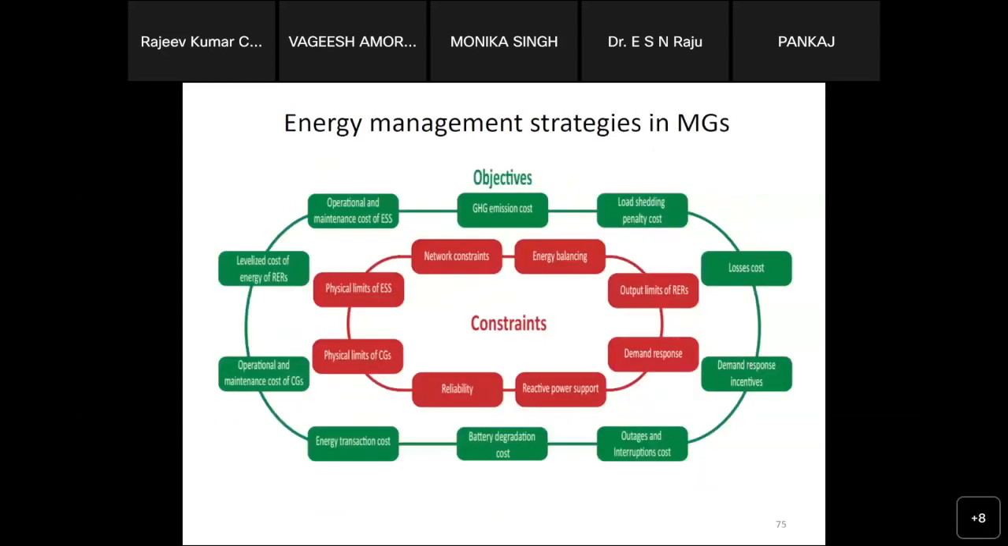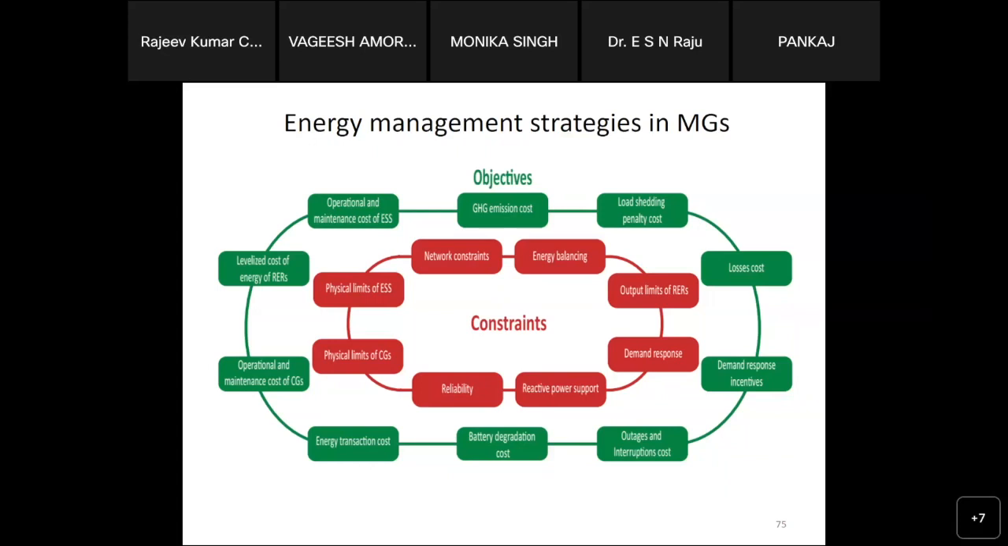So these are the different objectives in the energy management strategies. We can take any of these objectives based on our target. We have objectives like greenhouse gas emission cost, the operational maintenance cost of the energy storage system, the levelized cost of energy of the renewable energy resources, and the operational maintenance cost of the conventional generators. We have the energy transaction cost, the battery degradation cost, the outages as well as the interruption cost, the demand response incentives, the losses cost, and the load shedding penalty cost. So we have the different objectives that can be taken in the energy management strategies.